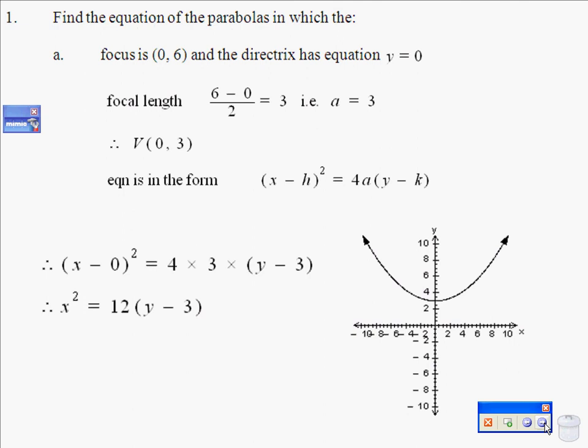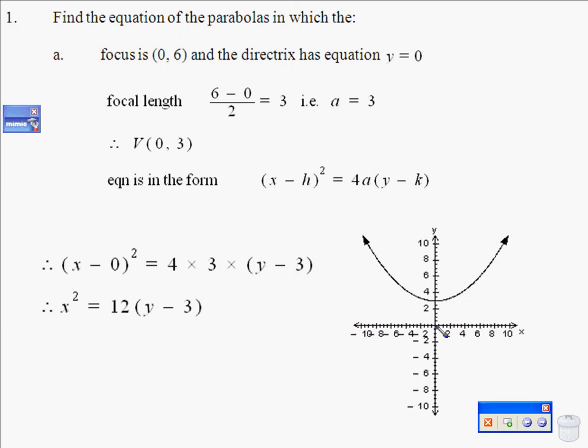So let's have a look at an example here. We want to find the equation of the parabola where the focus is (0, 6) and the directrix has the equation y equals 0. If that's the case, you plot those up. Our vertex this time is at (0, 3), so there's our vertex.